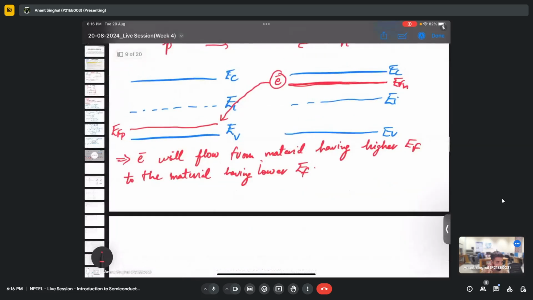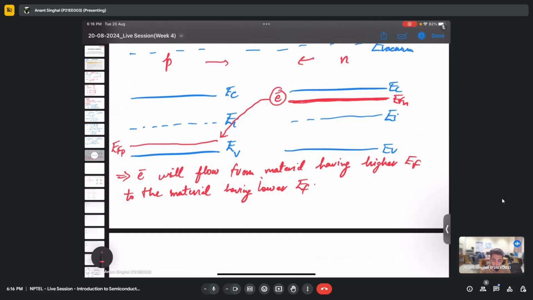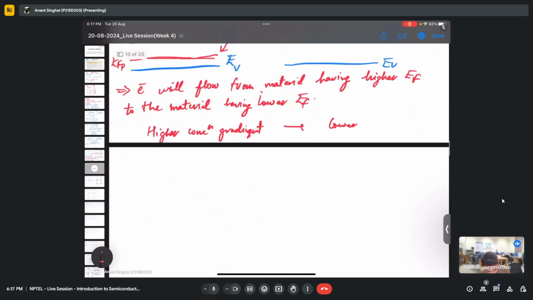So why does it always happen like that? Why does it flow from higher Fermi level to lower Fermi level? You can already see that we have a higher energy level for an N type semiconductor in the PN junction case, and a lower energy for the P type semiconductor. We know that particles move from high concentration gradient to lower concentration gradient. Maybe I can give you a very basic example.